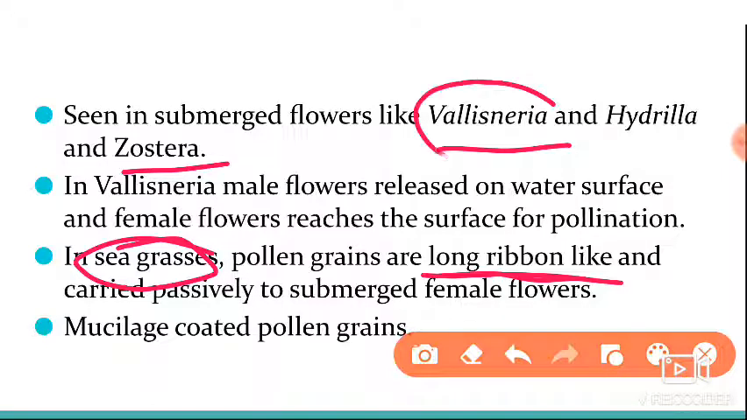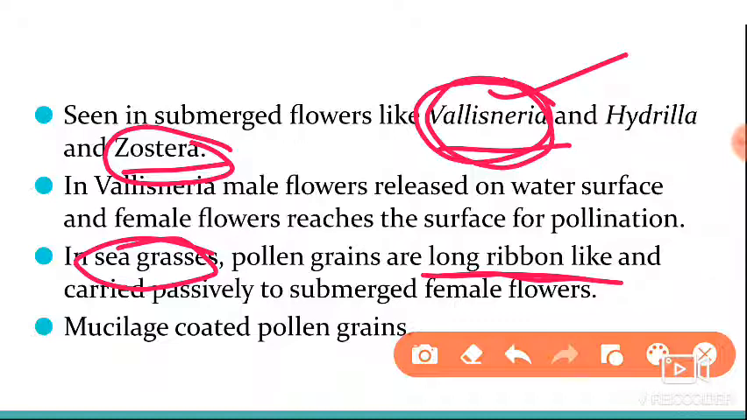Please remember, students, the pollination in case of Vallisneria and the pollination in case of Zostera. They can ask the question, explain the pollination in case of Vallisneria, or they can ask the question, write the characteristics of water pollinating flowers or air pollinating flowers. Or explain the pollination in case of Vallisneria, how the pollination will occur. That is very important.